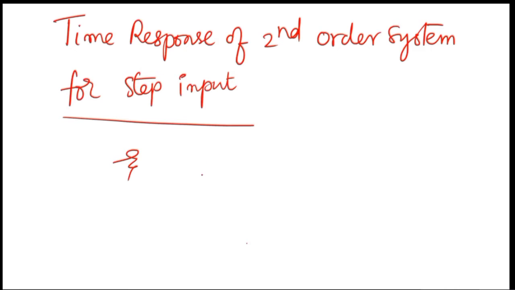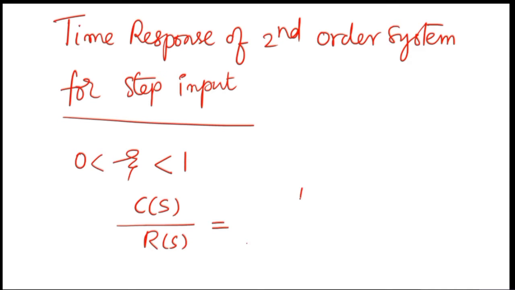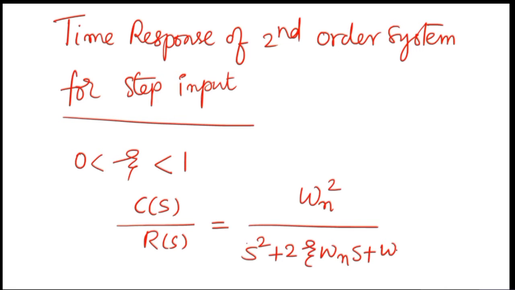So now we consider the case where the zeta value lies between 0 and 1. That means zeta is greater than 0 and less than 1. We know that the transfer function of a second order system, C of s by R of s, is equal to omega n square by s square plus 2 zeta omega n s plus omega n square.